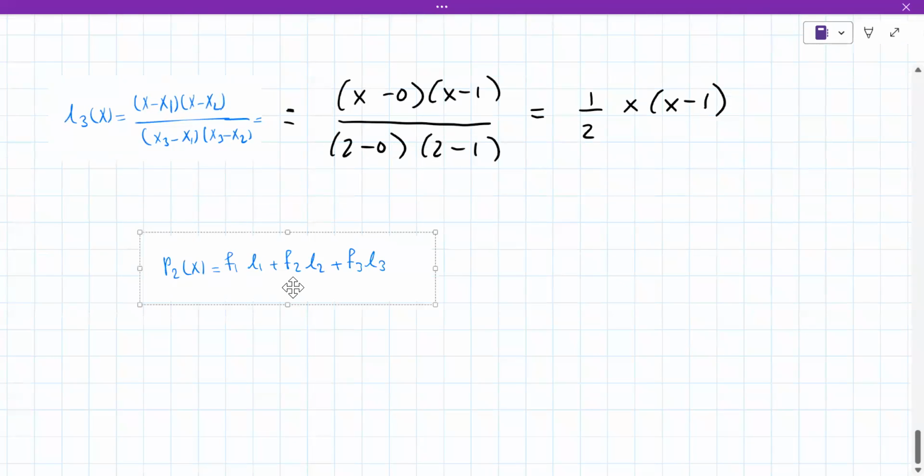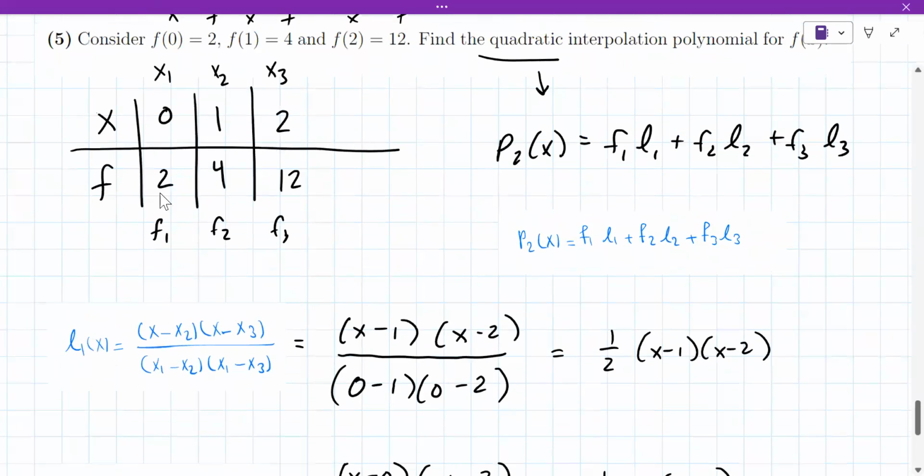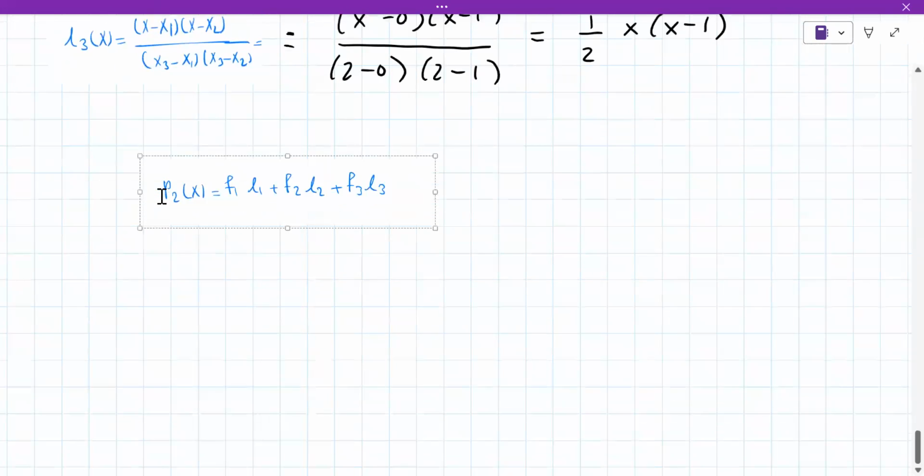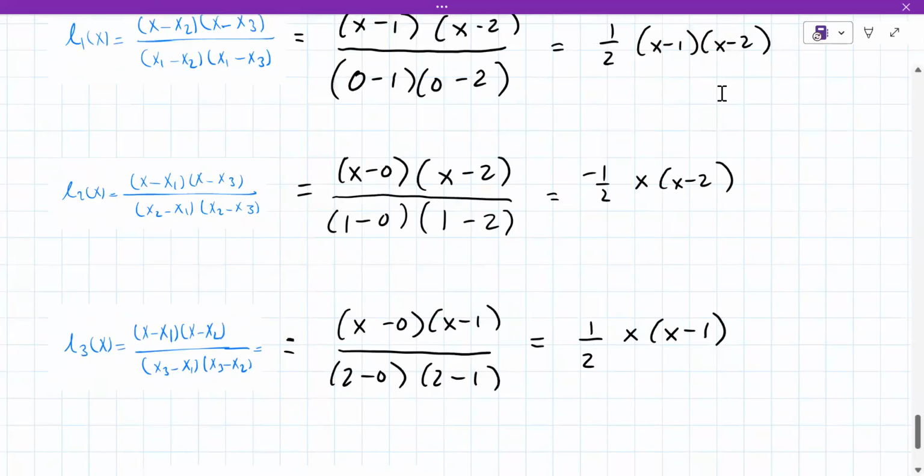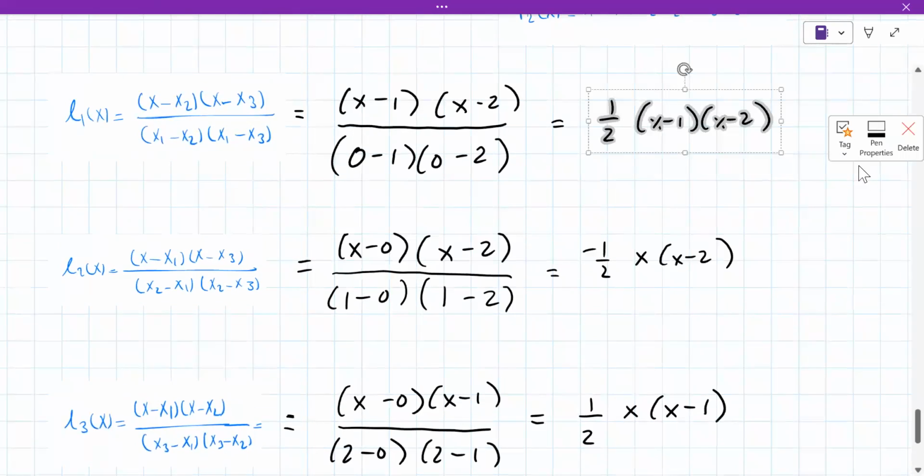Somehow her handwriting is better than mine. So use this formula. Your F1 comes from the table. It's the first value. That's the 2. Okay. So it's 2 times the L1 that you just found, which is this stuff right here.